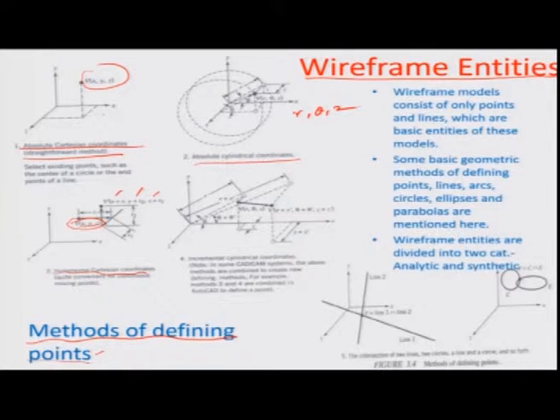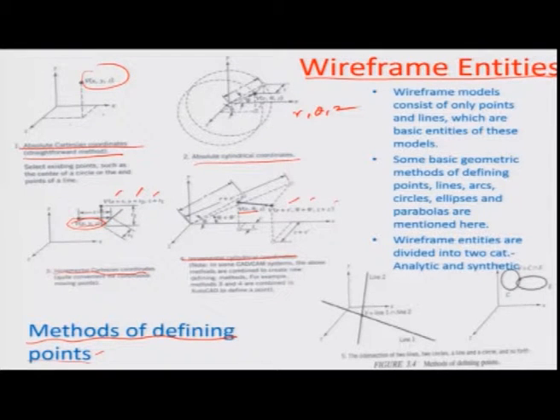You could also do an incremental cylindrical coordinate, where from, let us say, r, theta, z you are moving by r dash, theta dash and z dash to find a new coordinate: r plus r dash, theta plus theta dash and z plus z dash. So, you have such representations in an absolute Cartesian coordinate system or an incremental Cartesian coordinate system, and similarly an absolute cylindrical and incremental cylindrical coordinate system.